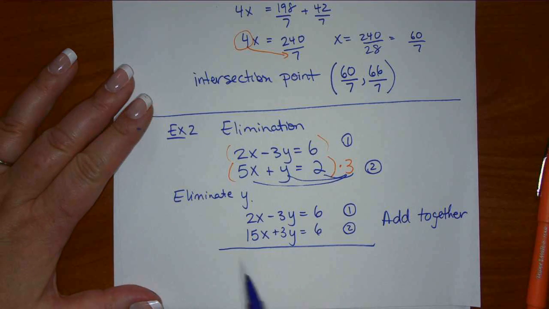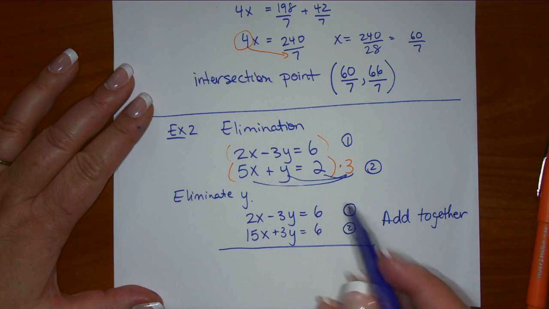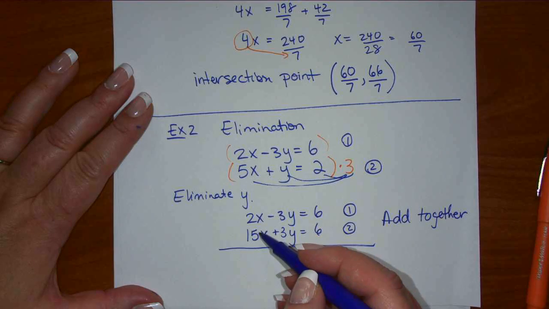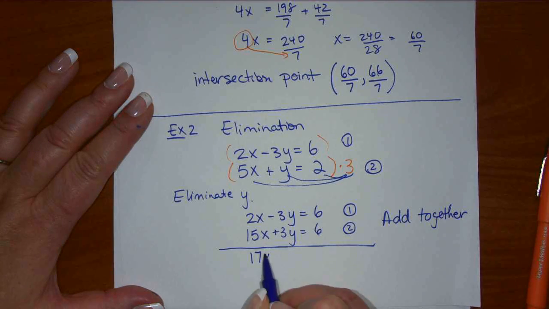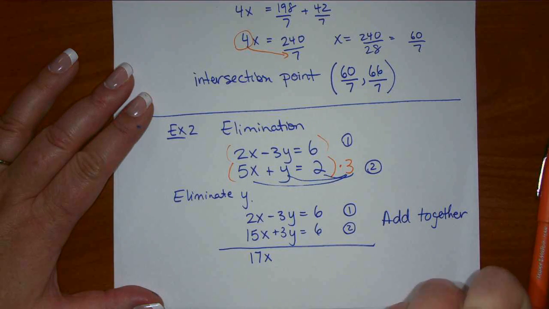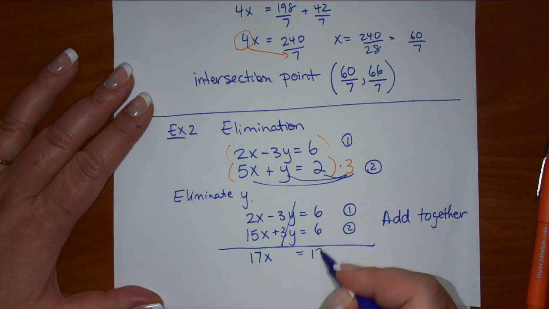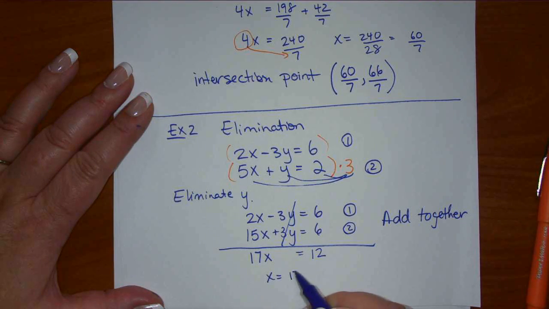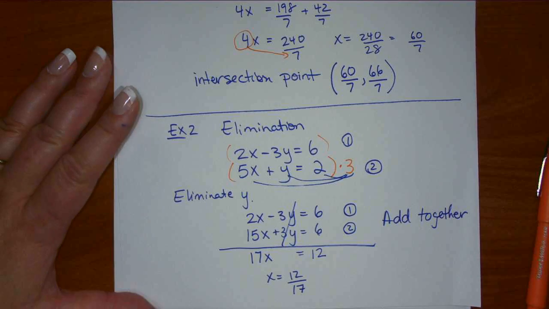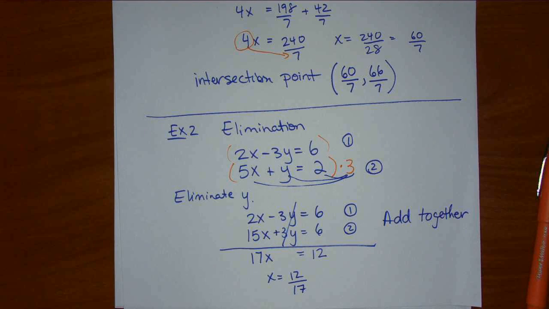So what do we get? 2 plus 15 is 17x. These cancel, which is the elimination part. And 6 and 6, 12. So x equals 12 over 17. Okay? So now we need to plug that in.